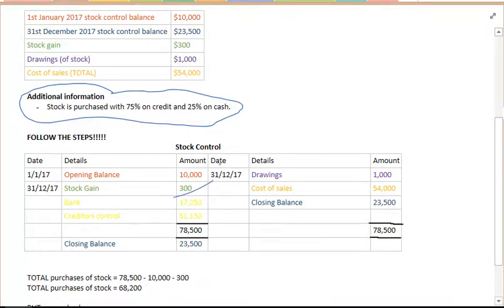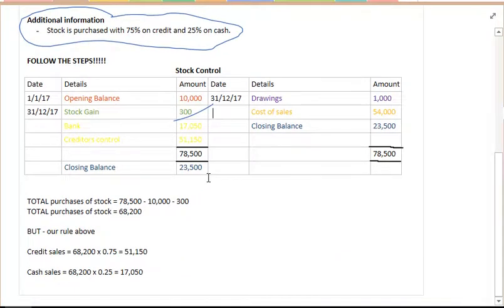So, what we worked out is that by adding up the complete sides, which in this case would be our credit side, we went 1,000 plus 54,000 plus 23,500 gave us 78,500. We put that to the debit side.